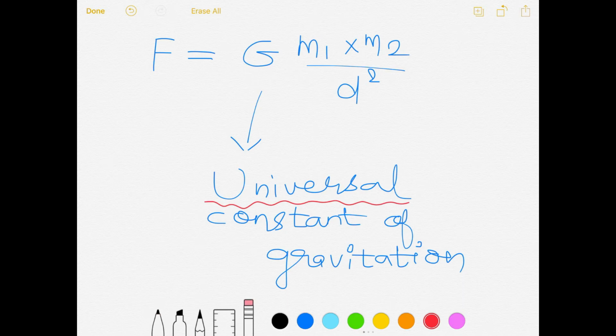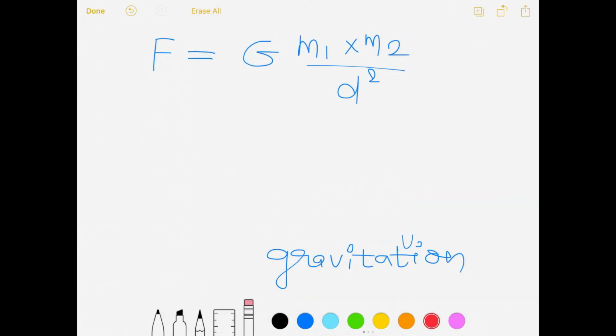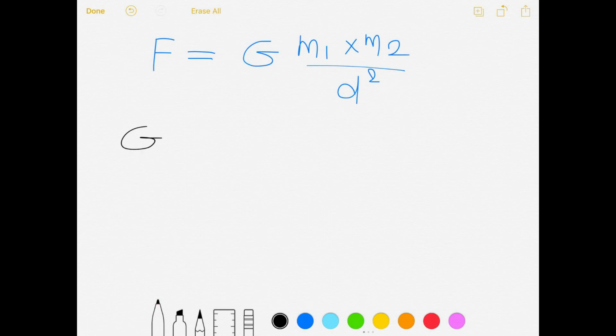Now talking about the value of the constant, as it is a constant, the value will also remain the same. We have to remember the value. The numeric value of G is 6.673 multiplied by 10 raised to minus 11. Okay, this is the numeric value of the constant capital G.